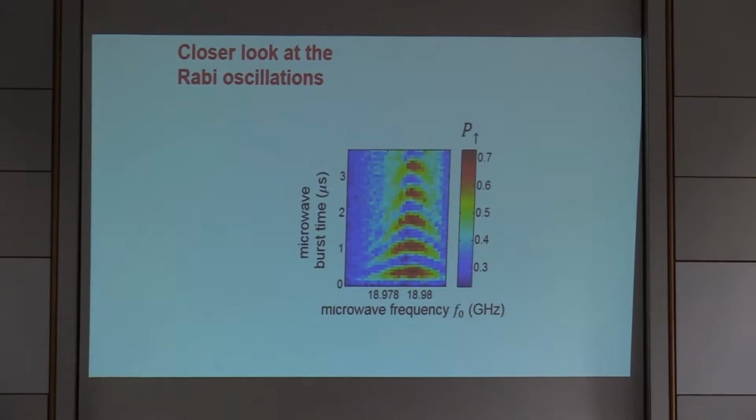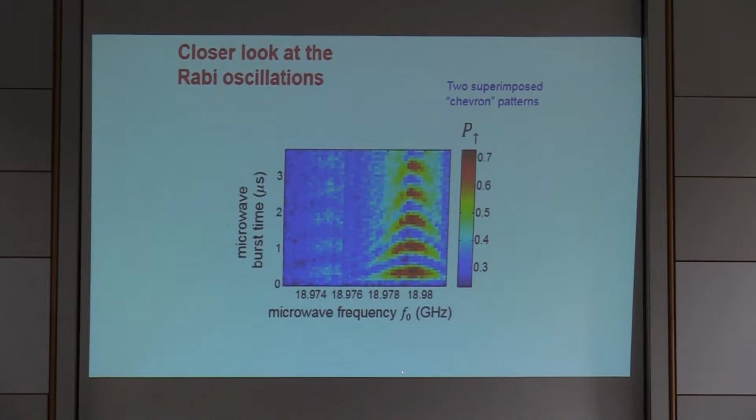But this is just part of the story, because we are working in silicon, and in silicon we need to take into account another degree of freedom, which is called the valley degree of freedom. So if we just zoom out a bit, we see that next to the main chevron pattern, there is another oscillation pattern. So the question is, what is this?